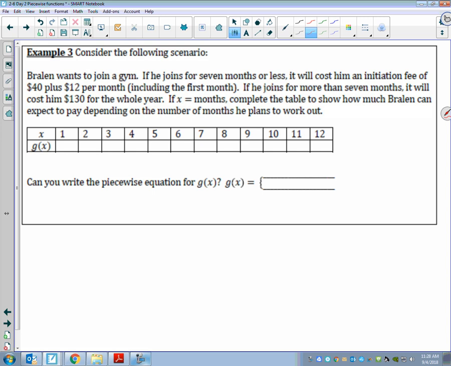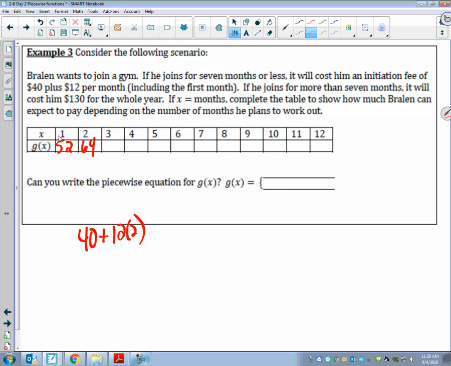If he only joins for 1 month, it's $40 plus $12 per month. So for 1 month, that would be 40 plus 12, so that would be $52. And if he joins for 2 months, what would that be? Well, I'd have to pay plus 12 again, right? Or I could think 40 plus 12 times 2, or 40 plus 24 is 64.